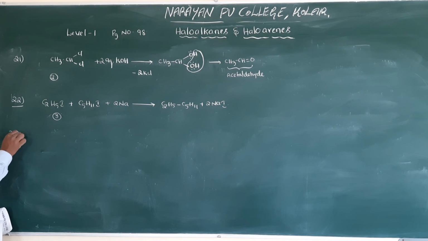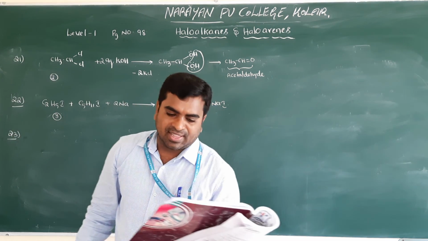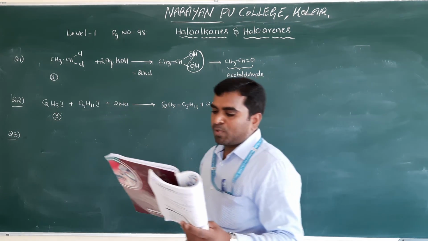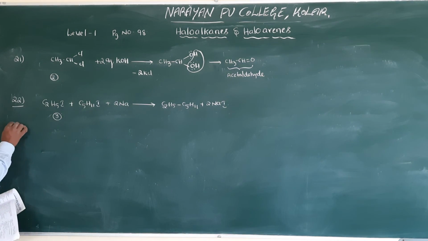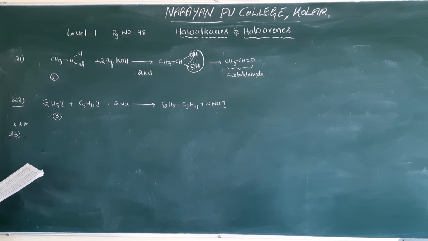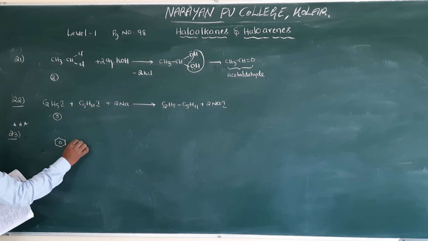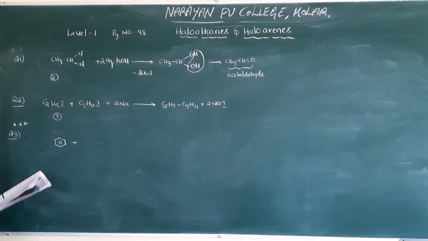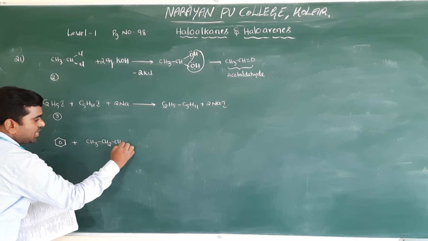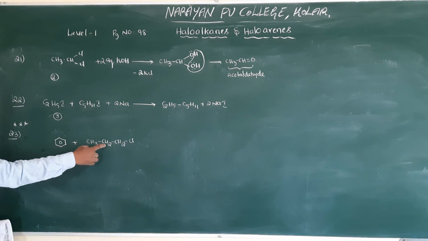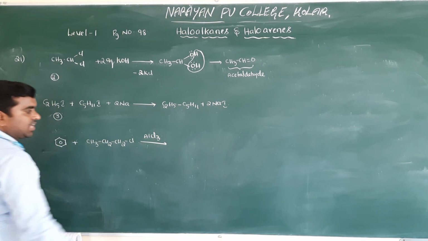Clear? Next one, 23. In the presence of AlCl3, benzene and n-propyl chloride react in a Friedel-Crafts reaction to form. Very important question this is. Many times this question is asked in the examination. Benzene is treated with n-propyl chloride. n-Propyl chloride means CH3CH2CH2Cl. This is propyl, 3 carbon atoms are there, and chlorine is there, propyl chloride. And what is AlCl3?